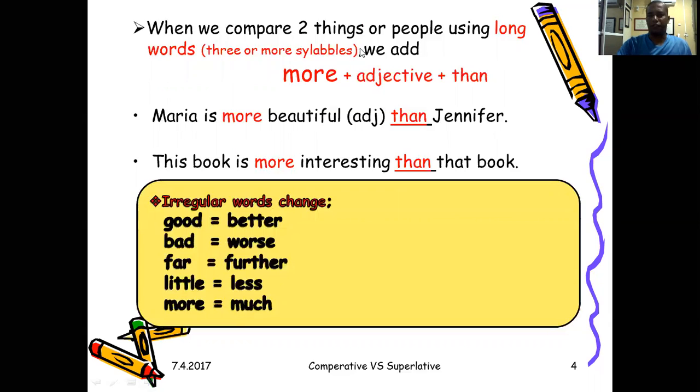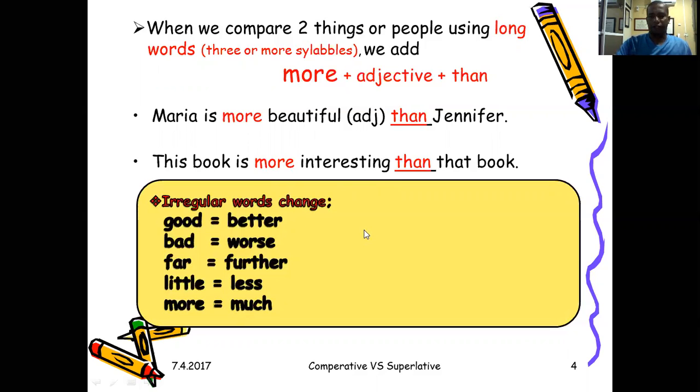When we compare two things or people using long words, three or more syllables, we use "more" plus adjective plus "than." For example, Maria is more beautiful than Jennifer. The first subject, verb to be, "more," because the adjective is a long adjective. Okay, this book is more interesting than that book. Why "more"? Because this adjective is long.